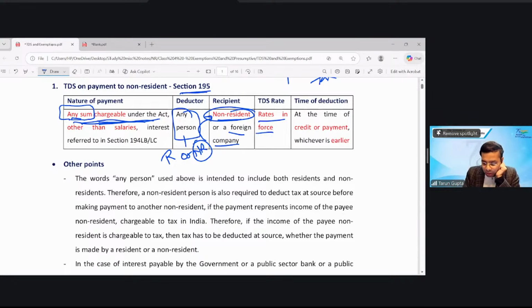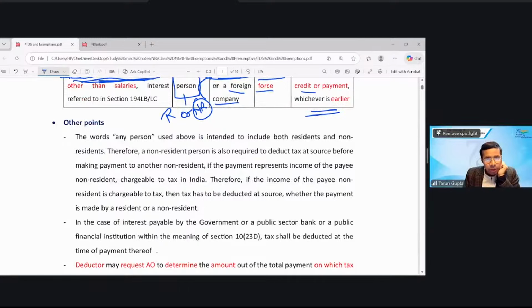Tax is to be deducted at the time of payment or credit, whichever is earlier. So at the first moment when it becomes an income. The words any person used above are intended to include both resident and non-resident, as I told you. Therefore, a non-resident person is also required to deduct tax at source before making payment to another non-resident. So, an NR making payment to another NR is also required to withhold tax if the payment represents income of the payee, the non-resident, chargeable to tax in India. Therefore, if the income of the non-resident payee is chargeable to tax, then tax has to be deducted at source, whether the payment is made by a resident or non-resident. Understood?